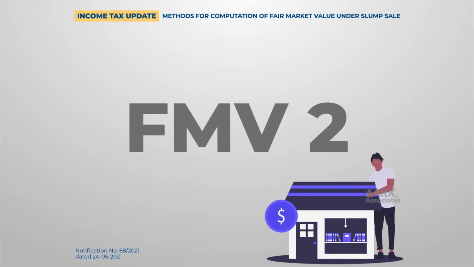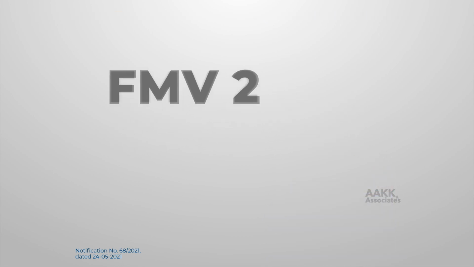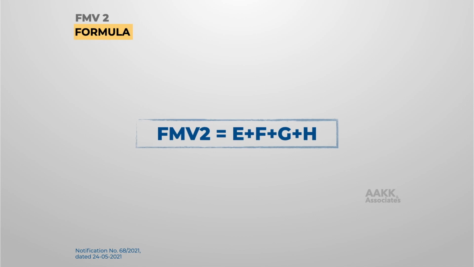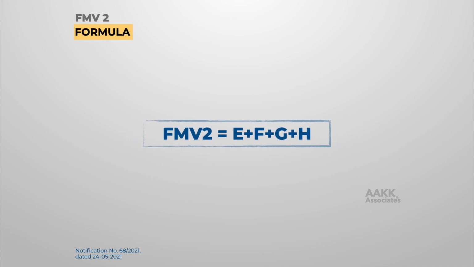We have arrived at the value of FMV1, now we can move on to the calculation of FMV2. FMV1 was regarding the valuation of capital assets transferred, while FMV2 is related to the fair market value of consideration received or accrued. FMV2 shall be the sum total of the components E, F, G and H. Let us go through in detail regarding these components. Component E.